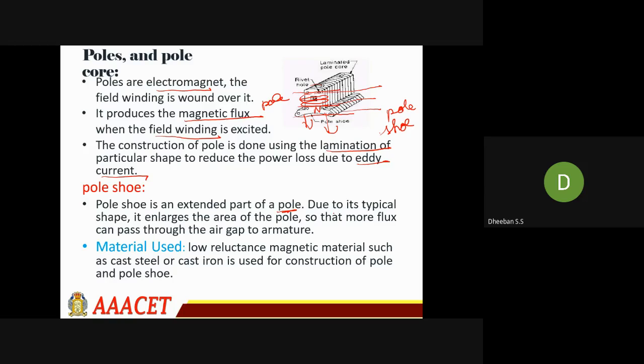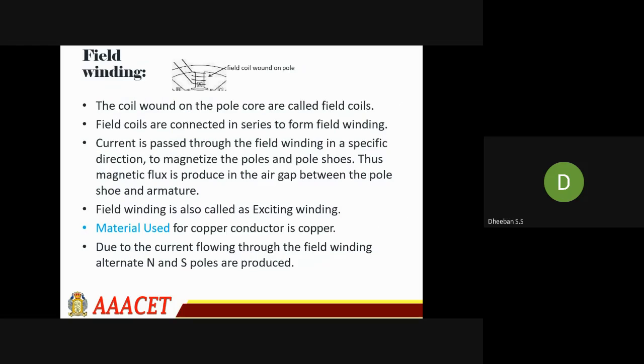Due to its typical shape, it enlarges the area of the pole so that more flux can pass. So the usage of the pole shoe is to produce more flux. The materials used will again be of low reluctance material. So next, coming to the field winding. Here it is given clearly. This is your field winding. The coil wound on the pole core is called the field coils.